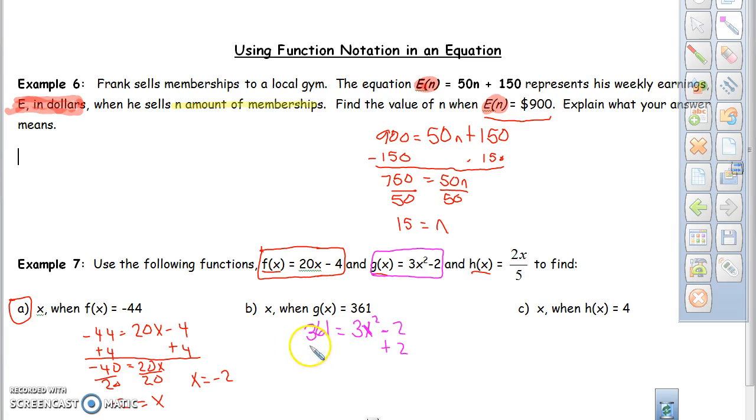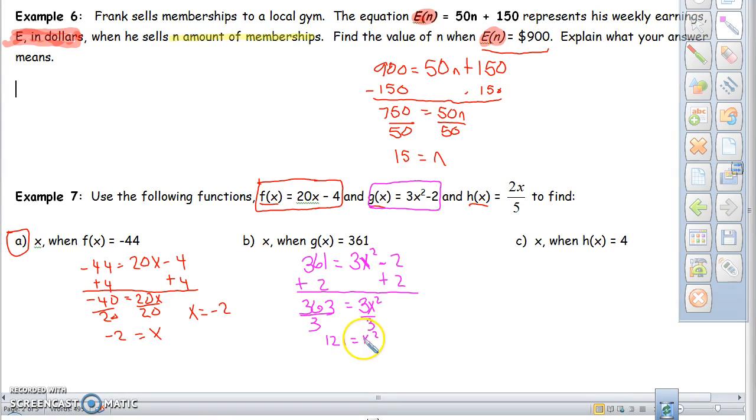So we do plus 2 on both sides: 363 equals 3x squared. Then we can divide by 3 because we want to leave the x squared last. 363 divided by 3 would be 121, which equals x squared. The way we get rid of a square is we take the square root of both sides, so x equals 11. Very simple.